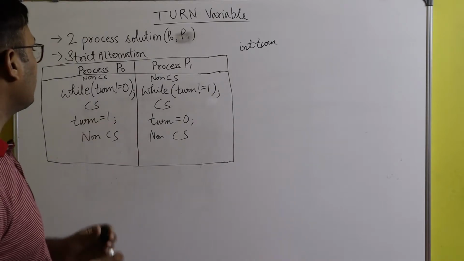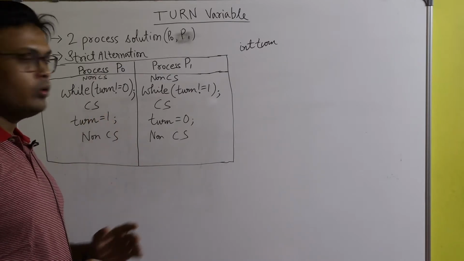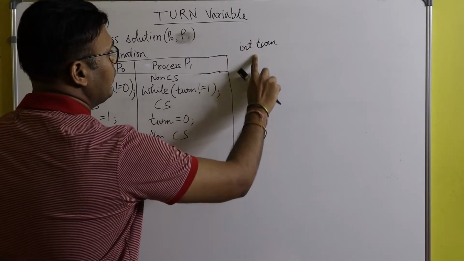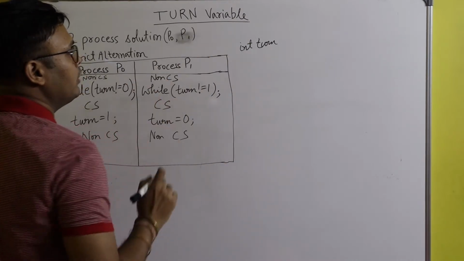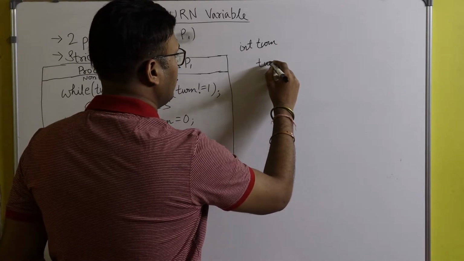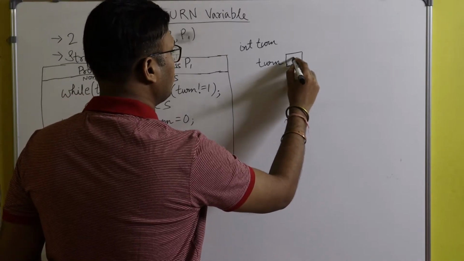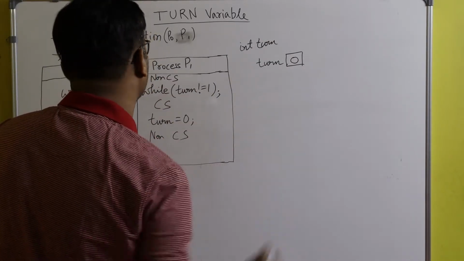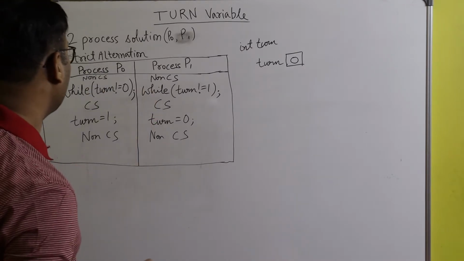So let's analyze this code. It's very simple, so don't worry, just watch this video till the end. Let's start. Here you see one turn variable has been declared, int turn. Let's say we have initialized the turn variable as 0. The turn variable is initialized as 0, and let's see how the processes will enter into the critical section.